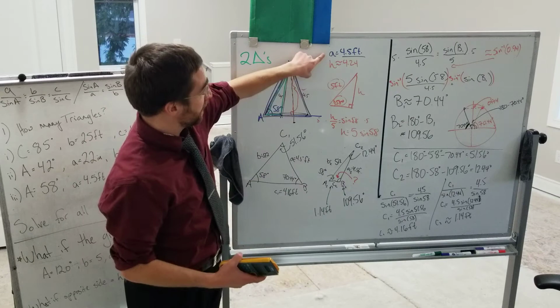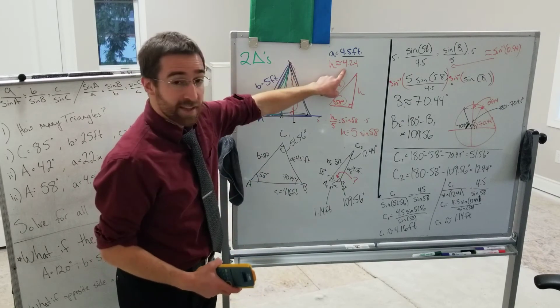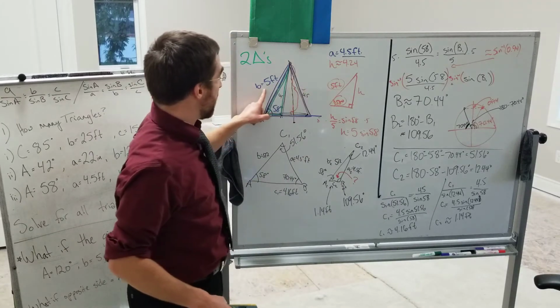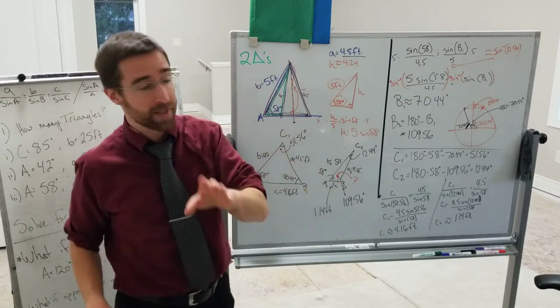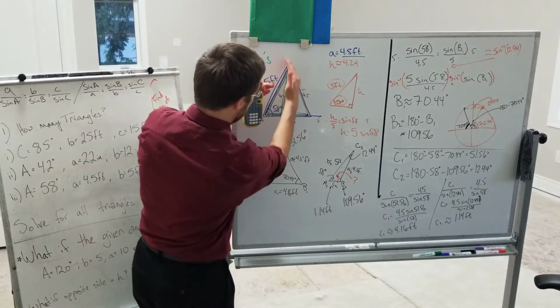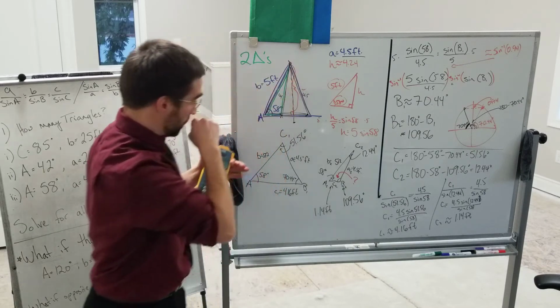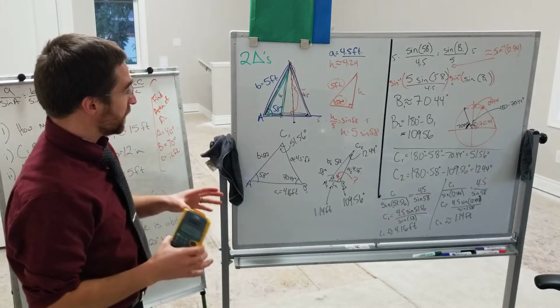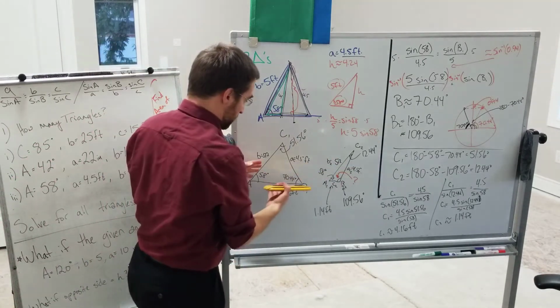If side A was less than the height, there would be no triangles. If side A was 5 or larger, there'd only be one possible triangle because it couldn't fit inside this piece in here. Okay, the other tricky thing with the two triangles is this.